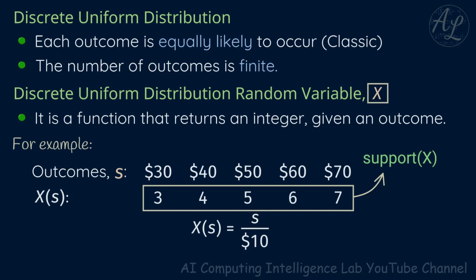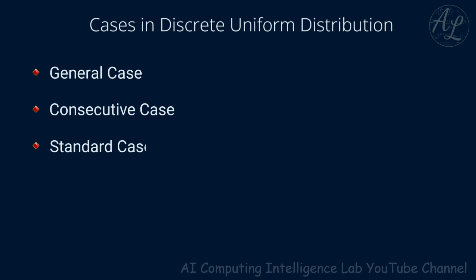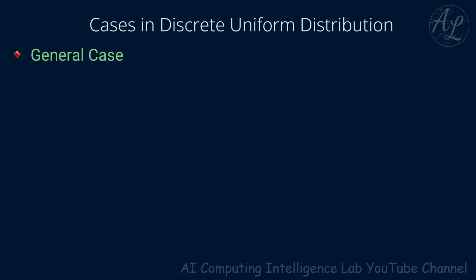Now for discrete uniform distribution, we have several cases. For each case, its mean and variance expressions are mostly different. So let's now discuss the different cases in discrete uniform distribution. We have here the different cases: the general case, the consecutive case, and the standard case. Let's start with the general case.